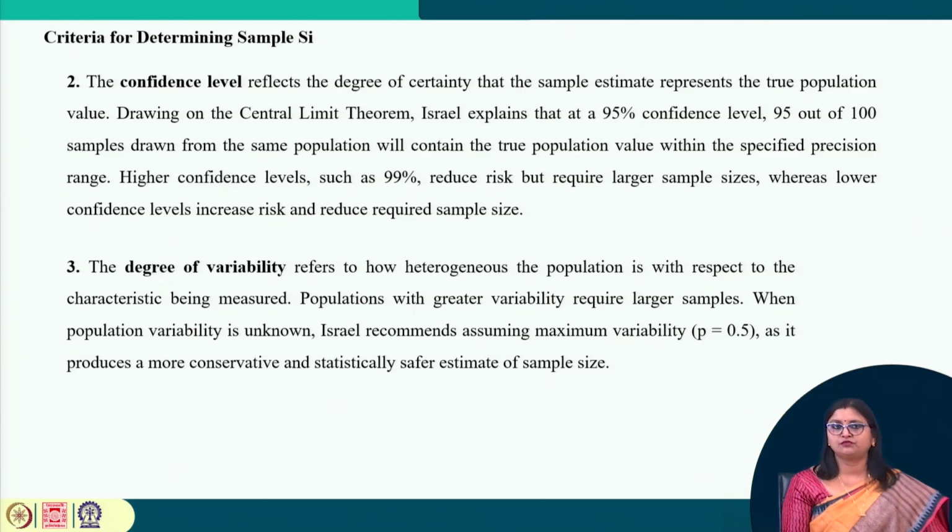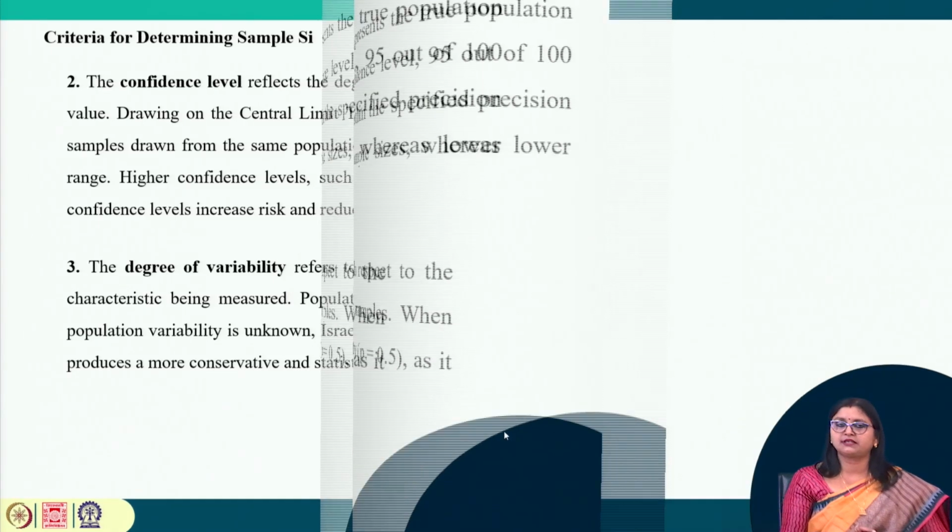So, I suggest that at the PG level, you go for the 95% confidence level in your researches. The third criterion is the degree of variability. It refers to how heterogeneous the population is with respect to the characteristics being measured. A population with greater variability requires a larger sample. When the population variability is unknown, Israel recommended assuming maximum variability, 0.5, as it produces a more conservative and statistically safer estimate of sample size.